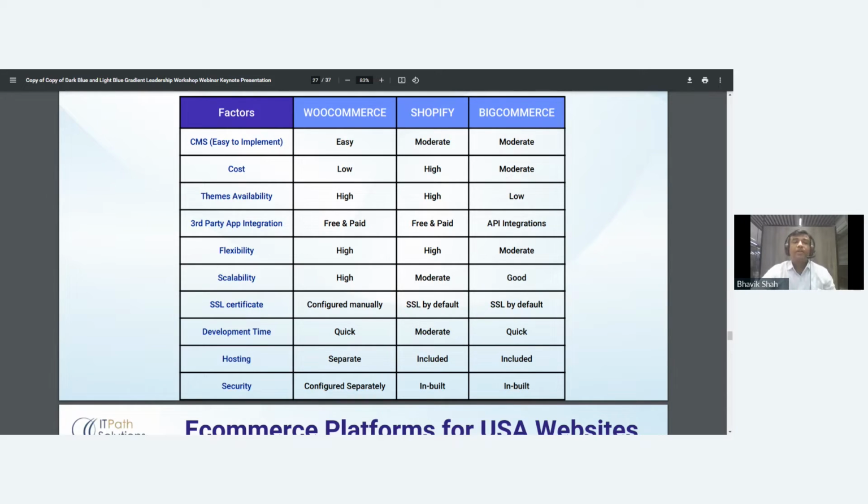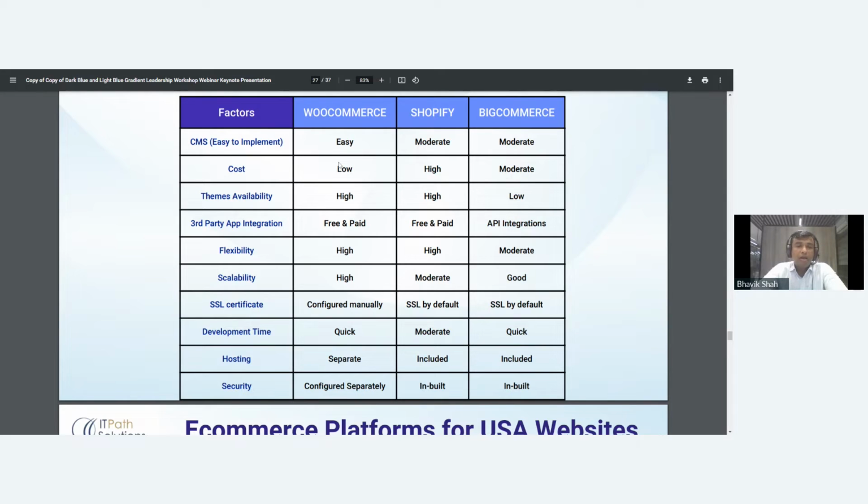Next factor is scalability. This is very important when your customer base grows, when the traffic on your website or application grows. With WooCommerce, scalability is high, Shopify is moderate, BigCommerce is good. So again, here I guess WooCommerce is the clear winner. SSL certificate. This has to be configured manually with WooCommerce. With Shopify, SSL is by default, and with BigCommerce, again, it's by default.